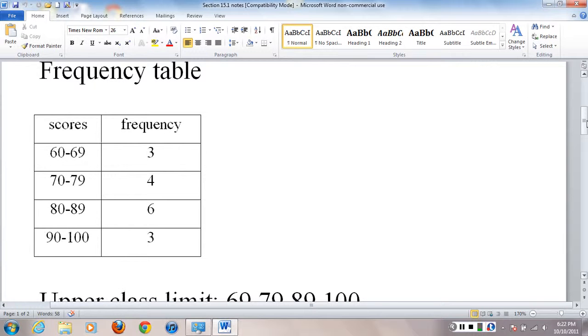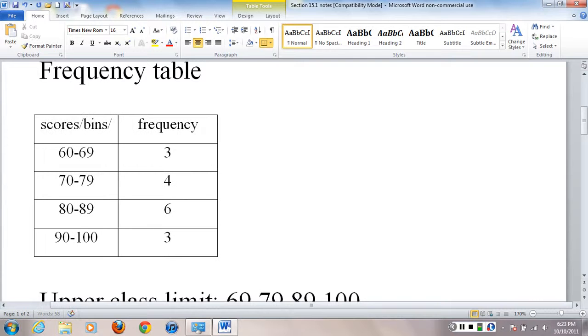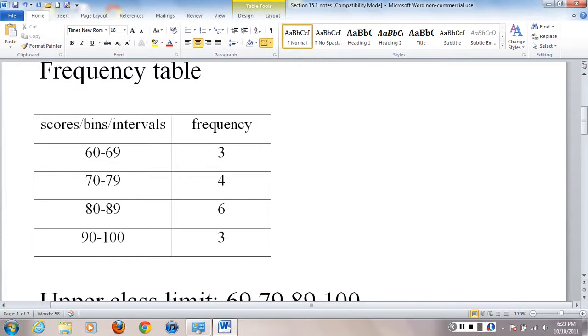So this one, a frequency table, I organize it in groups of tens because it seemed to work well. So the scores, these are also called bins. Let me try to write this here. They're also called bins, or sometimes even referred to as intervals. They have a variety of names.